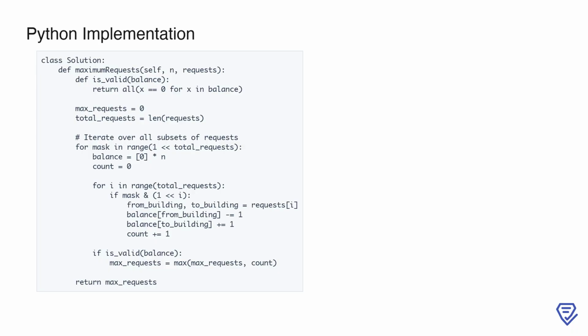The solution employs a brute force approach by iterating over all possible subsets of the requests. This is done using bit masking, where each bit of an integer represents whether a specific request is included in the subset.